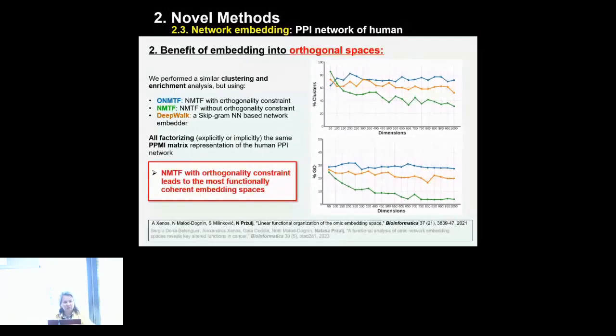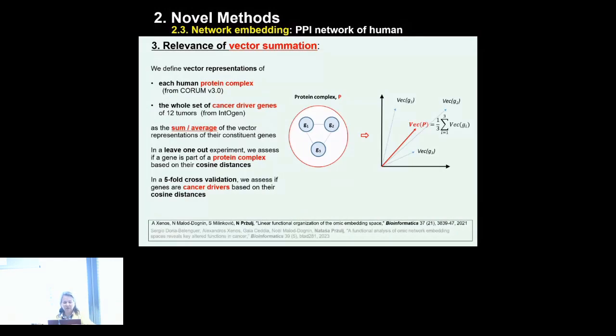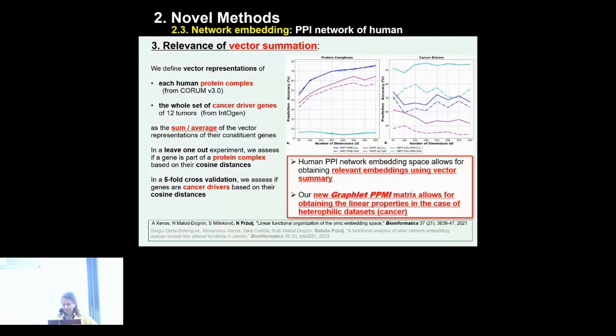And now an interesting part, the sum of vectors. You sum the vectors or average them, and we tested whether if you do that for protein complexes, whether you can predict new proteins belonging to protein complexes, and also if we do this for cancer drivers, whether we can predict new cancer genes involved in cancer. And yes, you can. So for protein complexes, it's fine, because connectivity here is more informative. So here the normal random walk-based NMTF provides the best prediction accuracy.